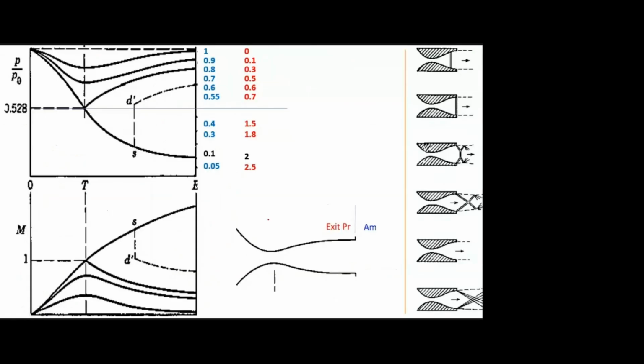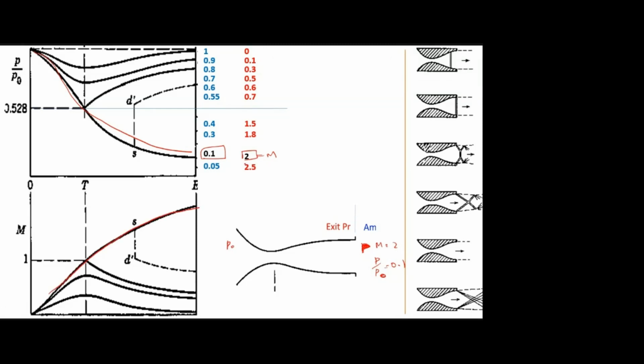This is one example. So this is P naught, and this is the P static pressure. If I take P by P naught of 0.1, I can achieve Mach number 2. That is the optimized condition. If I can maintain P by P naught of 0.1, I can achieve the Mach number of 2. Is that clear? Optimized. Yes, sir.